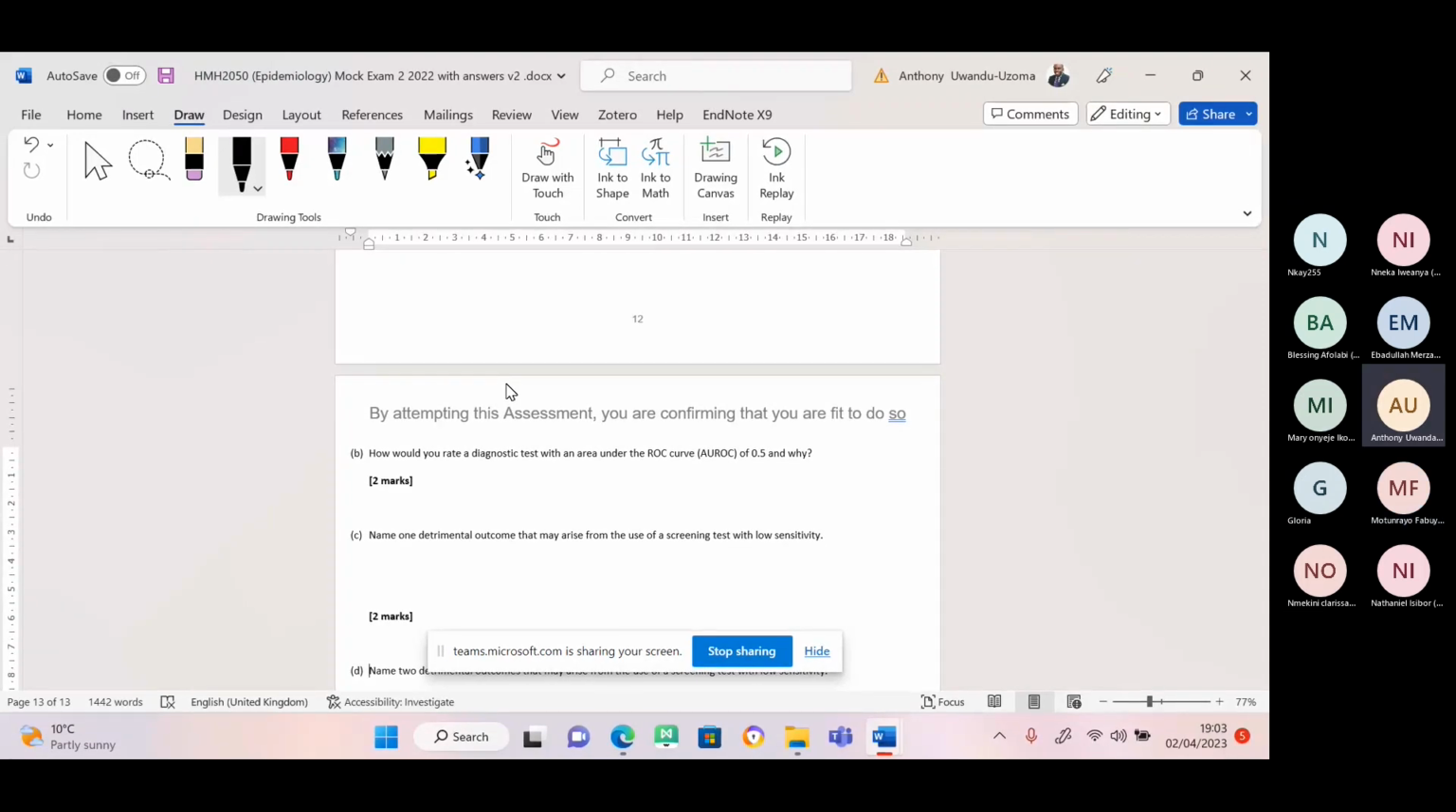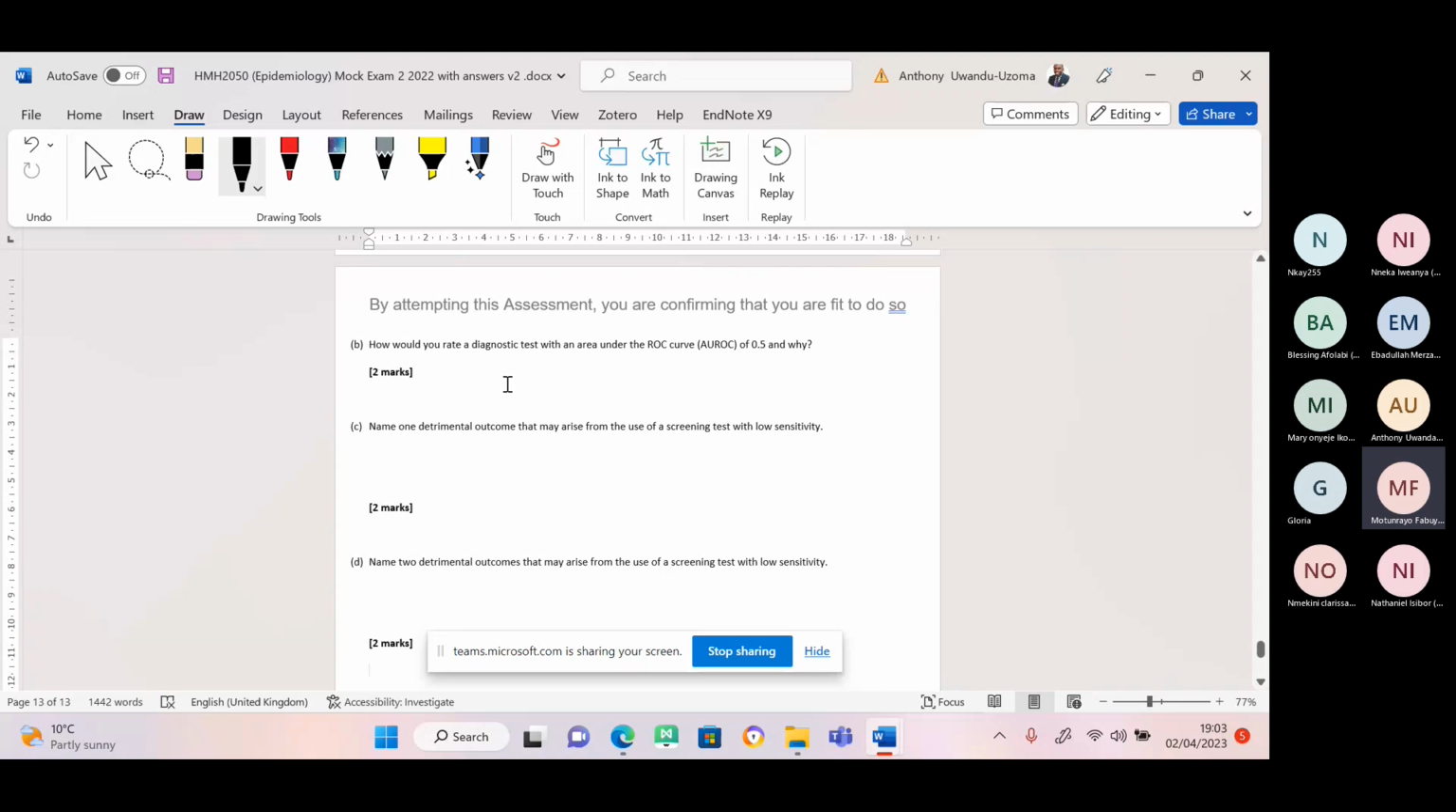Can someone browse AUC of 0.5 on Google and tell us what they get? AUC of 0.5, what does it mean? Just browse it on the internet. Let's see what we can get. What does AUC of 0.5 mean?